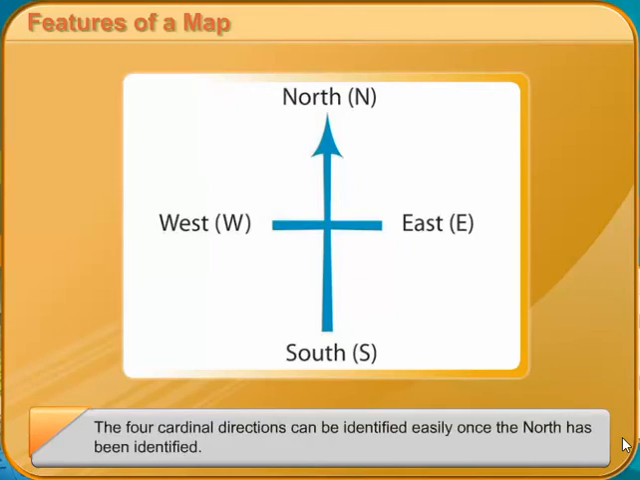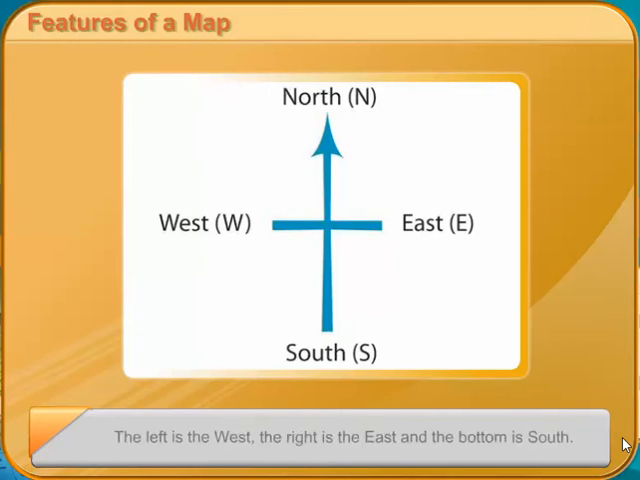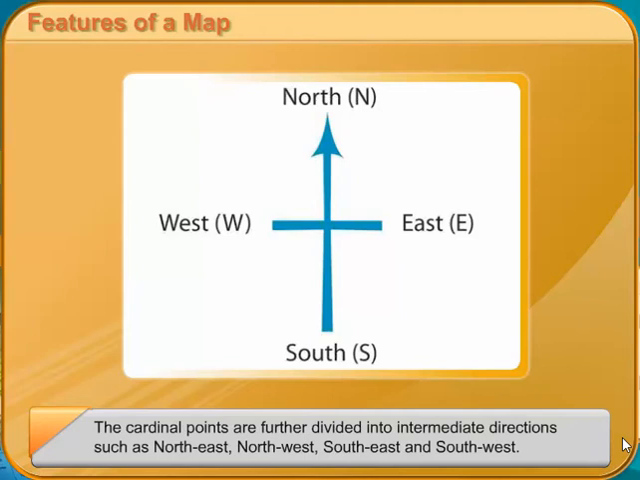Colors. Different colors are used to show different information on a map. A map has a key or legend to explain what the different colors represent. In this map, the different colors show the various climatic regions of India. The areas marked yellow show the areas that have desert climate.